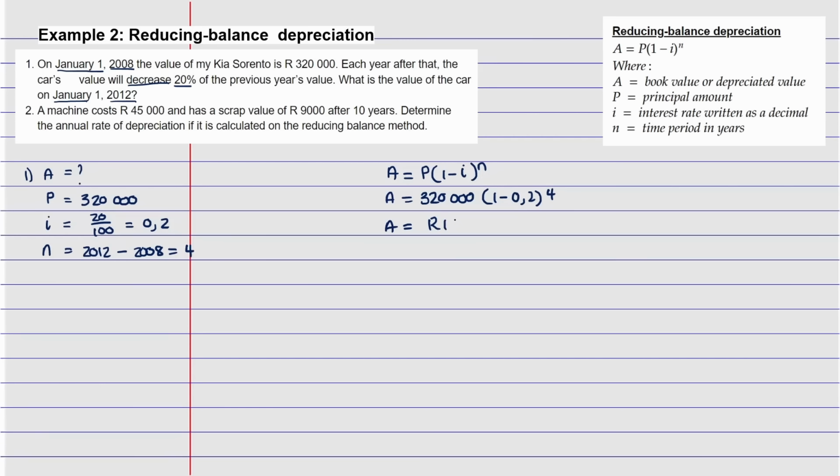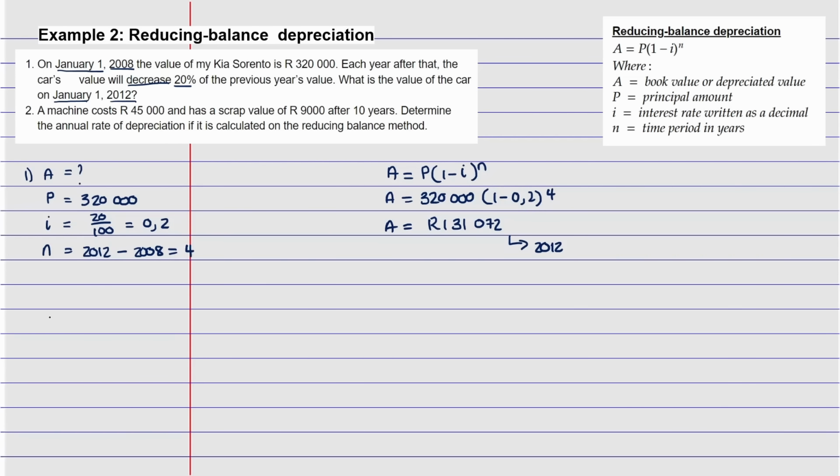So it's going to be 100,031.72 rand. So this is how much the car cost in 2012. So this is the value of the car in 2012. So that's how you would do this question, right?